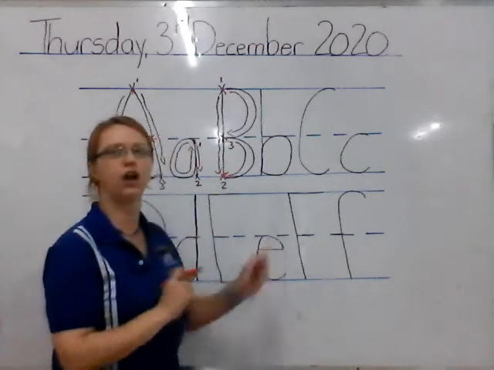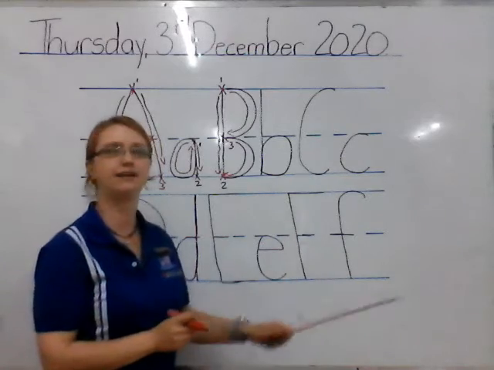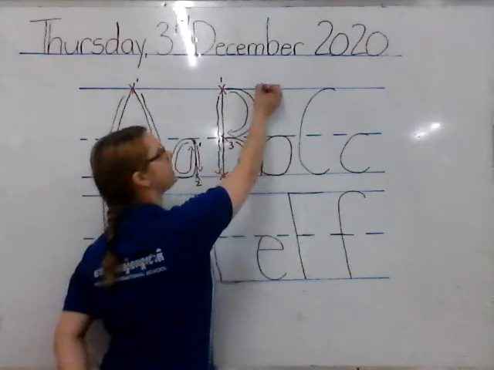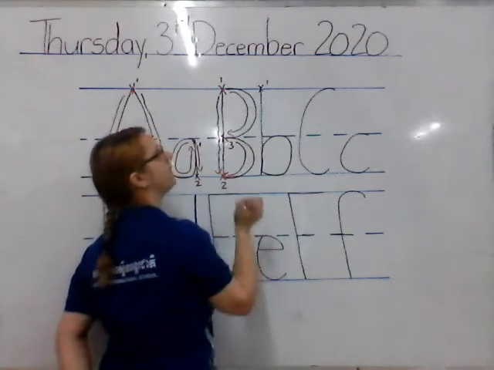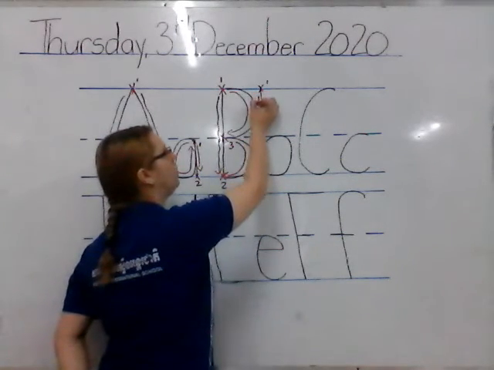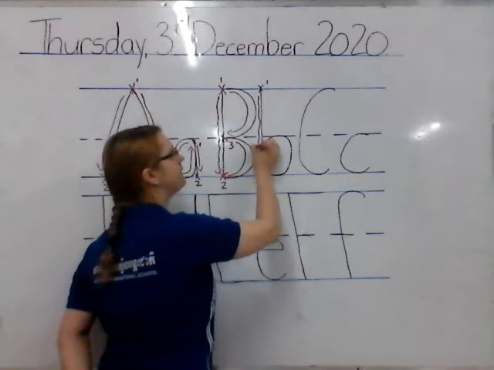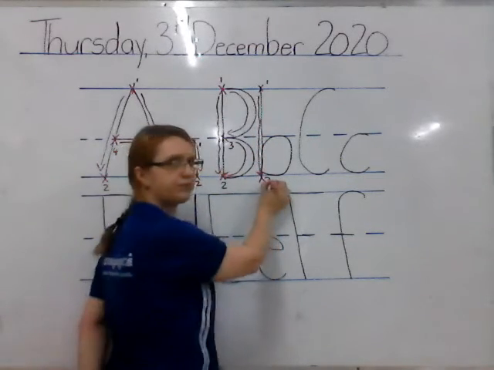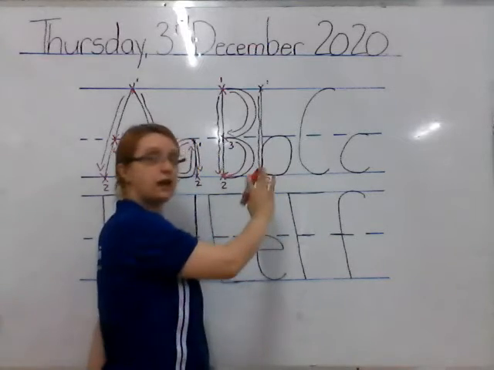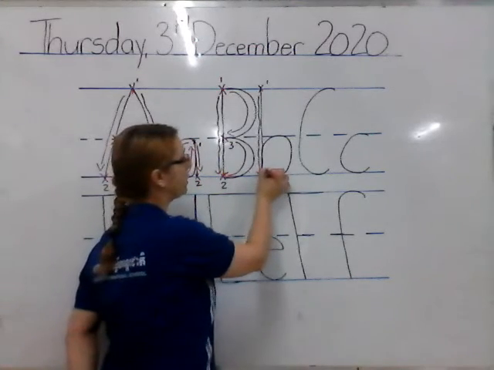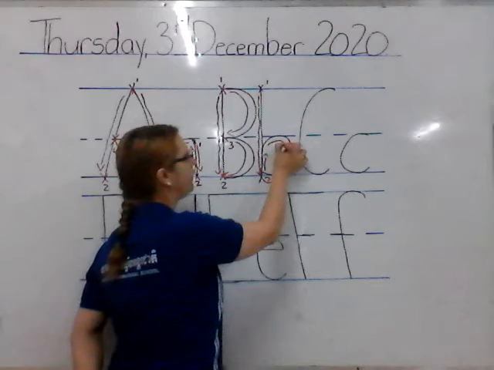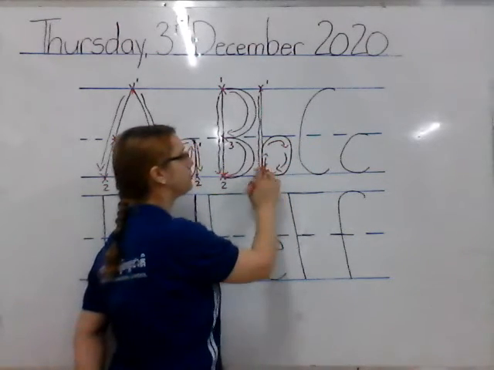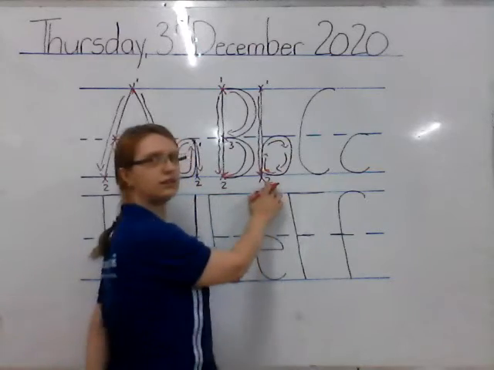Now we're going to do lowercase B. This one, lowercase B. Okay, so we're going to start top line, point 1. We're going to go all the way down, down, down, down, and stop. Point number 2. But then we don't lift our pencils. We stay there, and we're going to go up and around and around and around to point 2. So we're going to make a bubble.